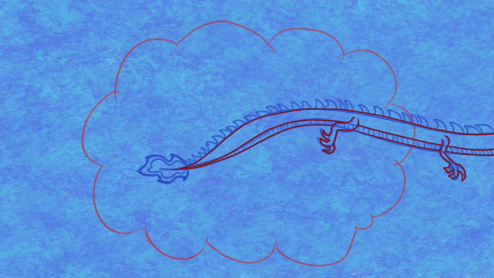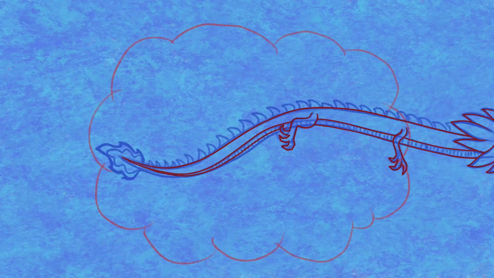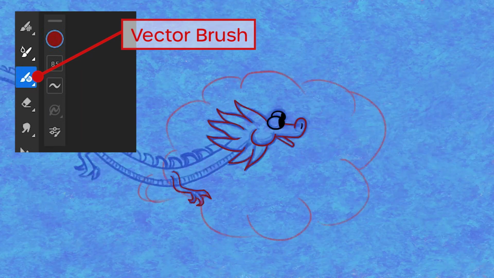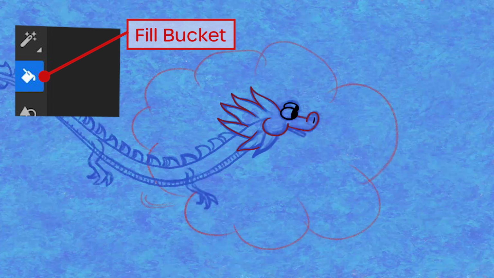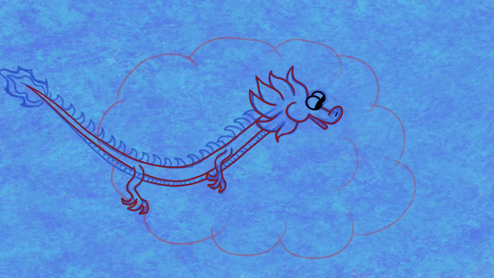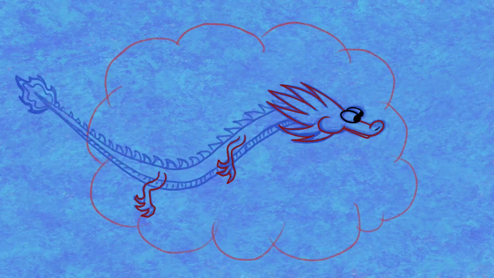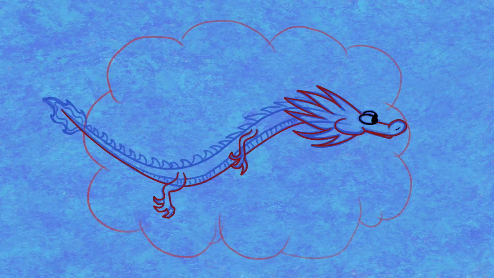Now we want to add crisp lines and the color. I focused first on the outlines. I was using the vector brush, which means I can easily use the bucket tool later to fill in the shapes. At that point, I wasn't sure if I wanted the fill color and outlines to be the same or different. In the end, I made the fill color a little bit lighter for a more cartoonish look.